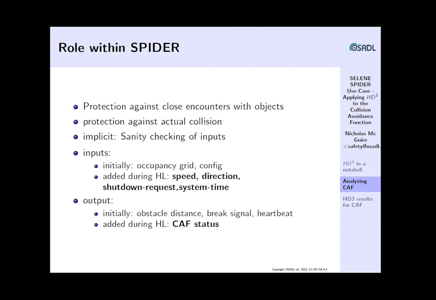One of the first things that we noticed is that we started out with this input list, initially occupancy grid and config file, and during analysis we then added some inputs that we need, because we need speed, we need the direction, we need system level time. I think that the engineers initially designing the functionality were clear on that, but it just turned out that they didn't list it. So that sort of popped up. On the output side, we just added one output. That wasn't so dramatic.